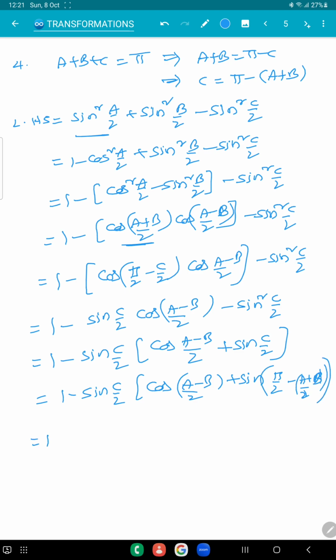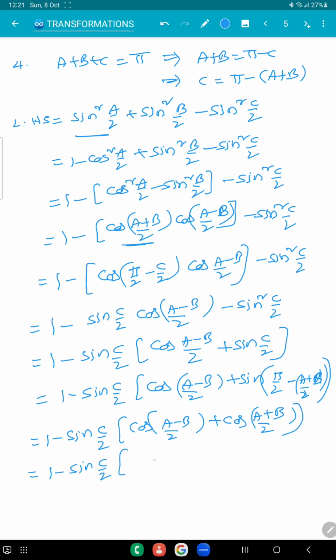So what is this one? 1 minus sin(c/2) times cos((a−b)/2). Sin(π/2 − θ) is cos θ, so it is cos((a+b)/2). Observe that 1 minus sin(c/2) into [cos((a+b)/2) + cos((a−b)/2)], which is 2 cos(a/2) cos(b/2). So that is equal to 1 minus 2 cos(a/2) cos(b/2) sin(c/2). It is the right hand side.